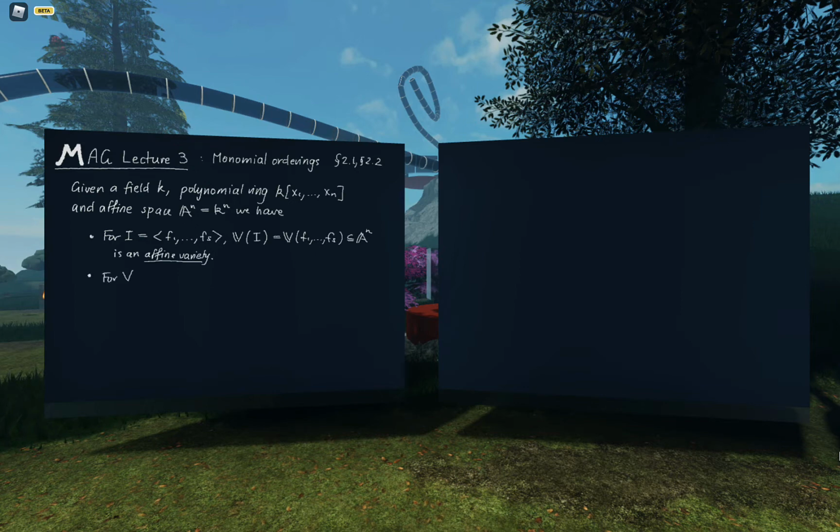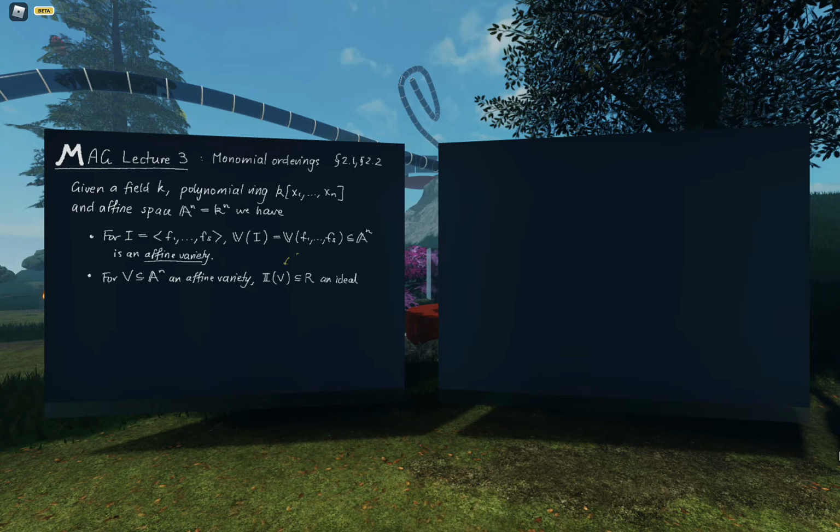We've also introduced a procedure for going the other way, for taking an affine variety, not with any other data associated to it. So the affine variety is just a set. It doesn't come with the information of these functions that were used to cut it out. So just given that set, we can define an ideal, I(V), which is the ideal of all functions that vanish everywhere on V.